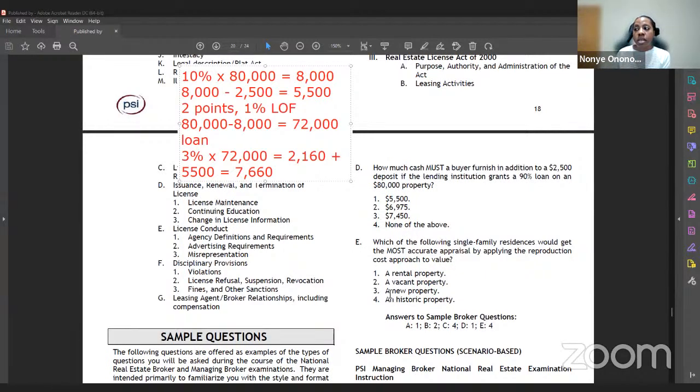Now with C, a new property or a historical property. Now the question is the most accurate. And so for the most accurate, it would be the historical because it's reproduction. We're thinking about, okay, if we're constructing like a cathedral, for example, or like an old museum with the pillars in the front of stone and then the hand carved things on the outside and on the inside, that would be more like a historical building versus something that's built today. And so the most accurate would be a historical property. Okay.